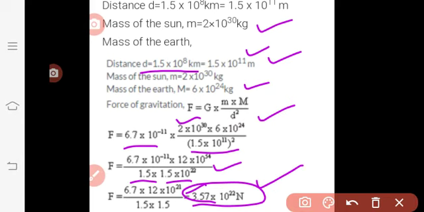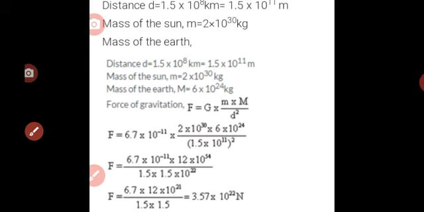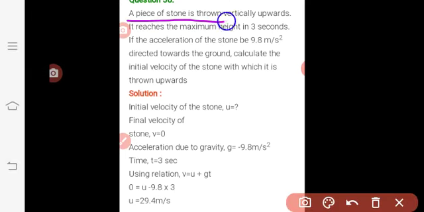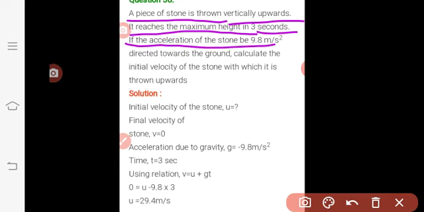Okay, so this is the force of attraction between the two bodies. Now a piece of stone is thrown vertically upward, it reaches the maximum height in 3 seconds. If the acceleration of the stone is 9.8 meter per second square, directed towards the ground, calculate the initial velocity of the stone with which it is thrown upward.